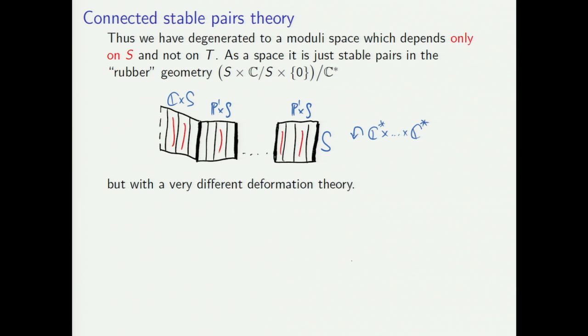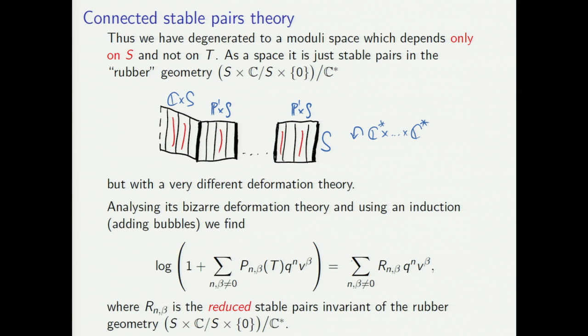Okay? And this is actually a compact moduli space. Even though this is a non-compact space, the curves can't fall into this C times infinity here because of the C star action. All right? So as I said, this is painful. Don't worry about it. This reduces everything to something which depends only on S, but with a very different deformation theory. When you work through the Jun Li deformation theory, you see that the deformation theory depends on T, unfortunately.